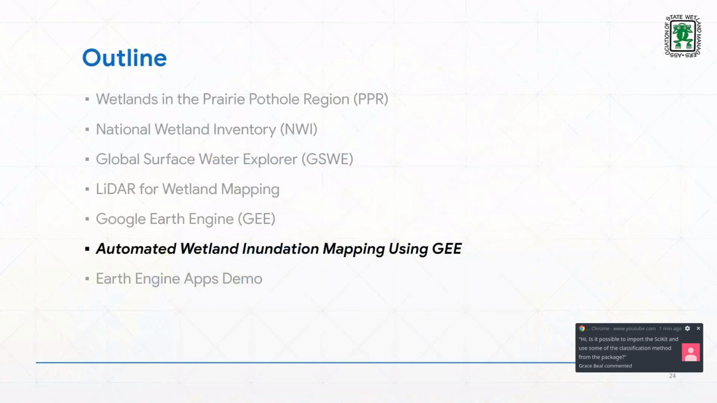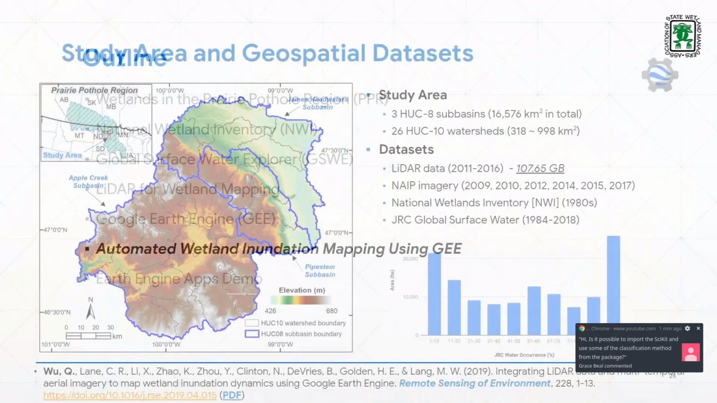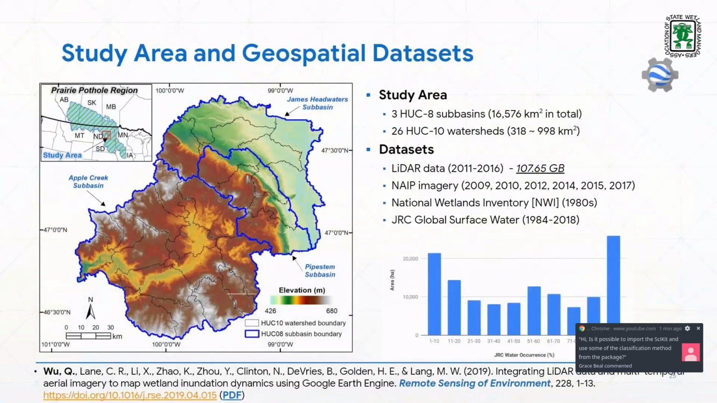Next I'm going to introduce how we use this to map wetland inundation here in the PPR region. We tested the algorithm in 8 subbasins, basically 26 watersheds. The LiDAR DEM we used is over 100 gigabytes, and we also have 6 time periods of NAIP imagery. These LiDAR and NAIP imagery are the primary data sets we use to map the inundation. Then we compare the results to the NWI and also the JRC global surface water products.